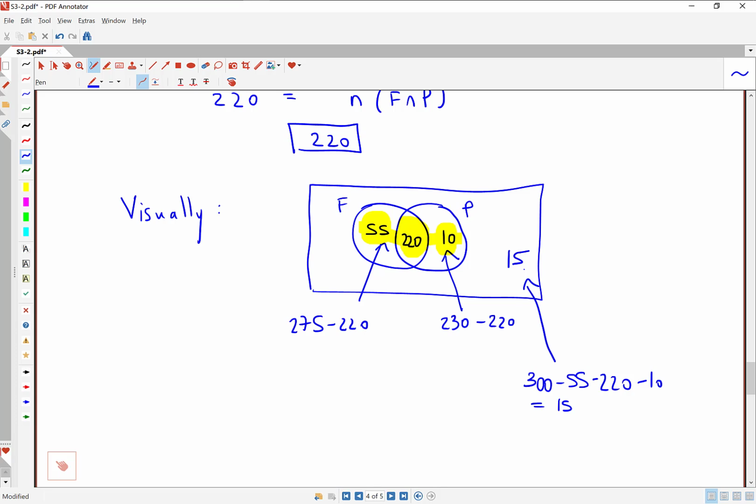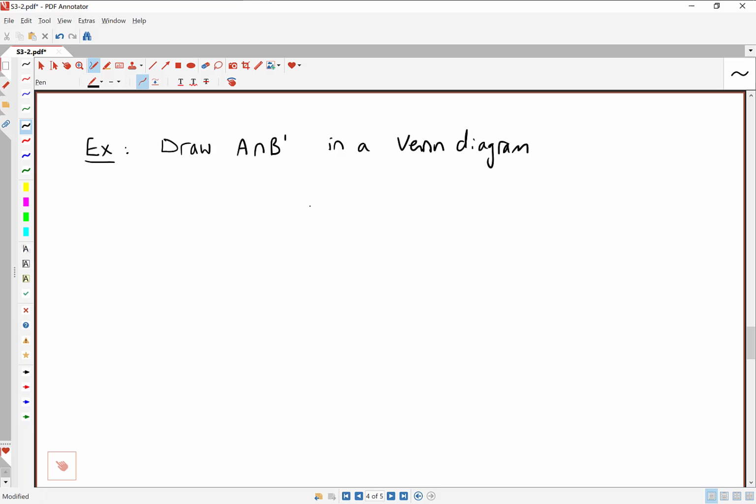So the Venn diagram was not strictly necessary to answer the question, but I think it does give an intuitive feel for what we're doing. So we will be using Venn diagrams quite a lot in our next section, and therefore we're just going to do a little bit of practice here with drawing some Venn diagrams.